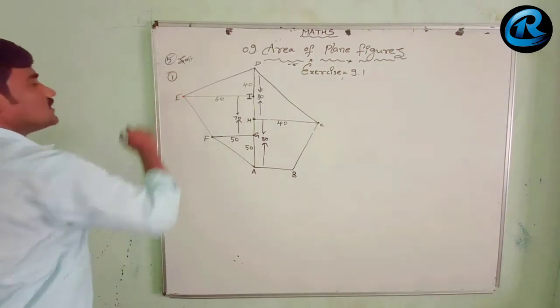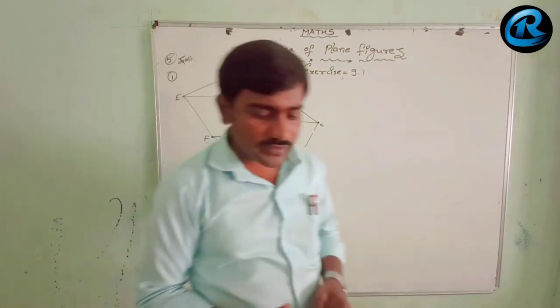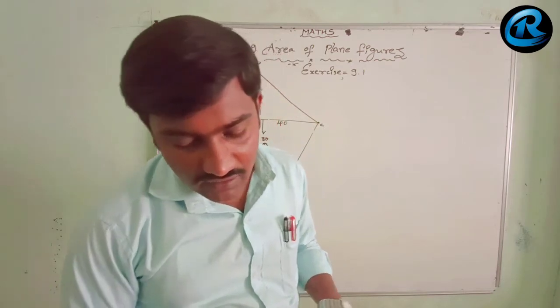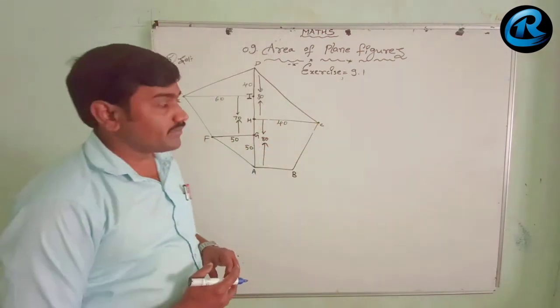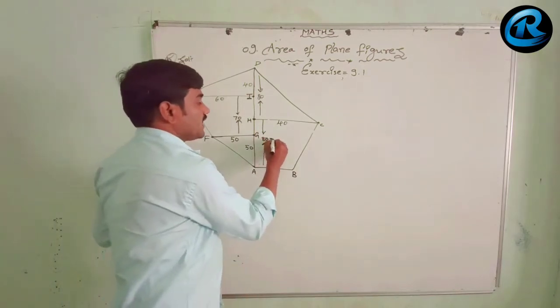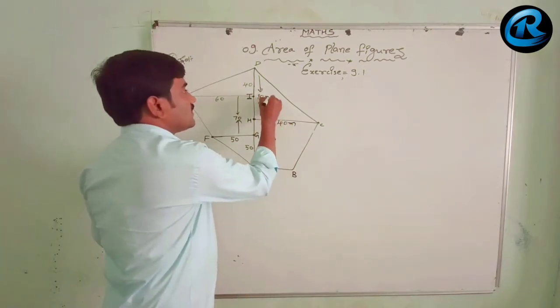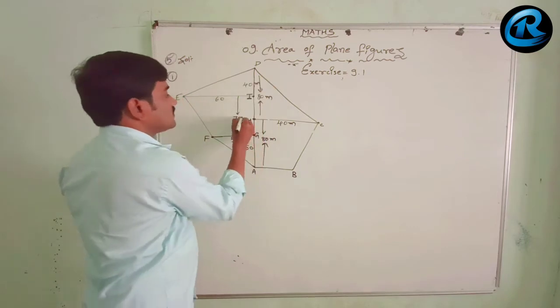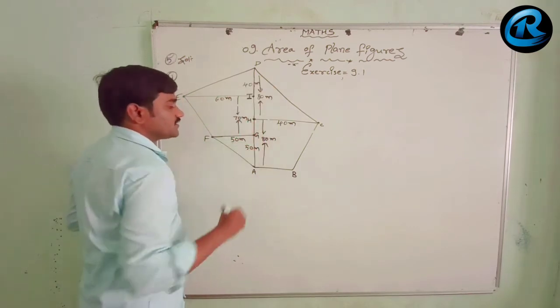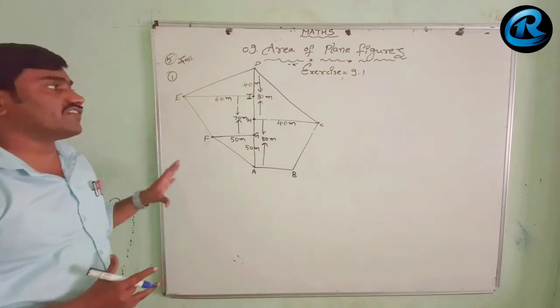First question solution. So what is this? We need to find out here. Find the area of each of the following fields. All the dimensions are in meters. So it is 80 meters, 40 meters, 80 meters and 80 meters, 70 meters, 60 meters, 50 and 50 meters. So all the dimensions are given in meters.